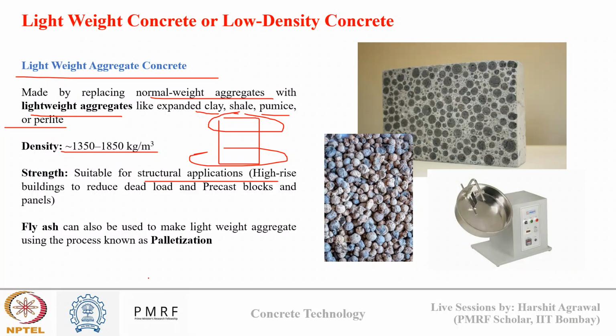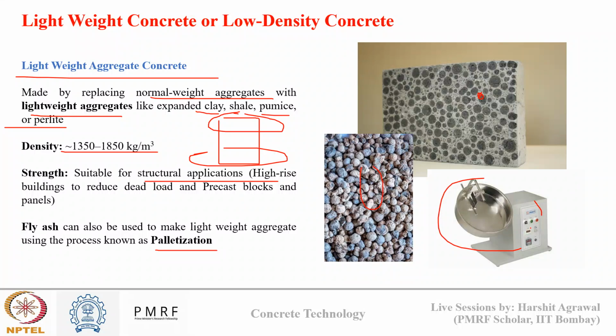Then we can also make aggregates from fly ash. Fly ash based aggregates are also made, which are lightweight, and this process is known as pelletization. So in the first image you can see concrete made with lightweight aggregate. These black circular aggregates that you see are fly ash based aggregates. And in the second image you can see how these sintered circular lightweight aggregates look. And this third image shows the pelletization instrument where we prepare a lightweight aggregate using fly ash.